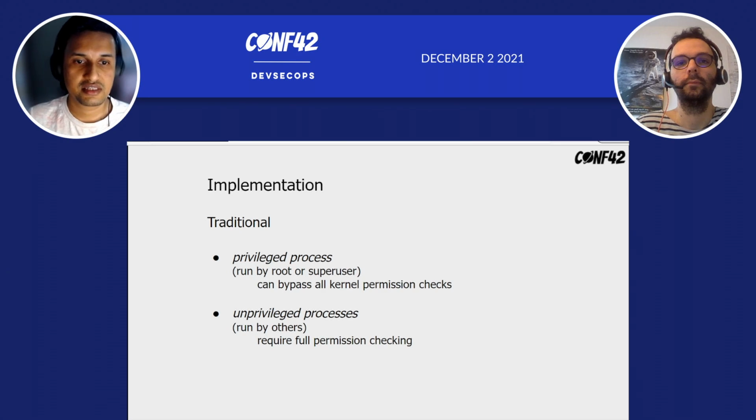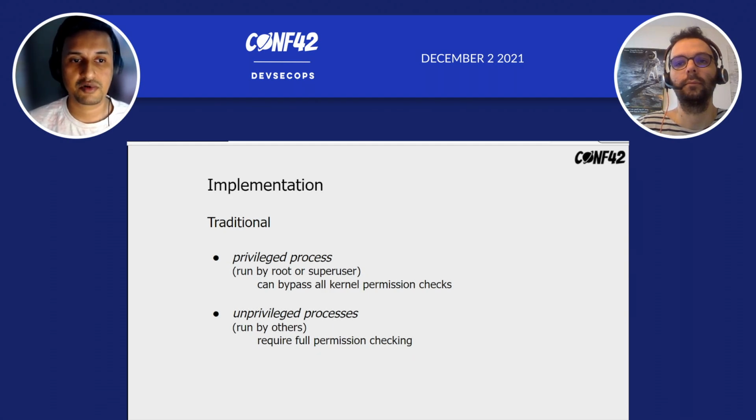As you can see here, in the initial implementation of capabilities, the traditional implementation, access control can be divided into two categories: the privileged process and the unprivileged process. A privileged process is primarily run by root, and it can actually bypass all the kernel permission checks.